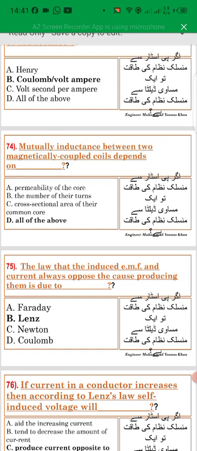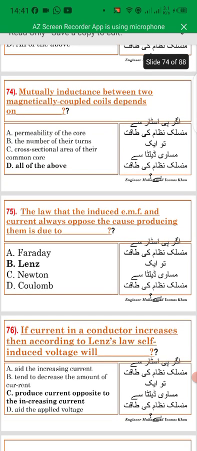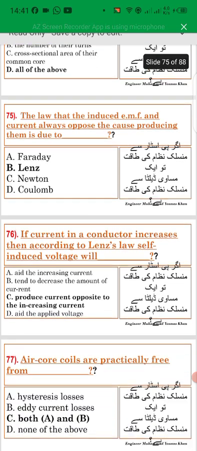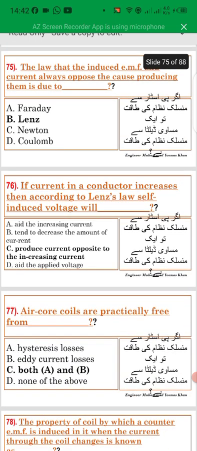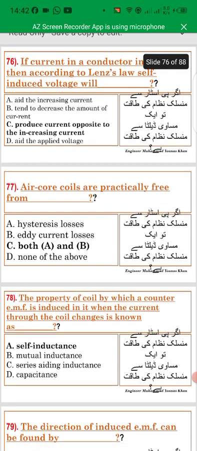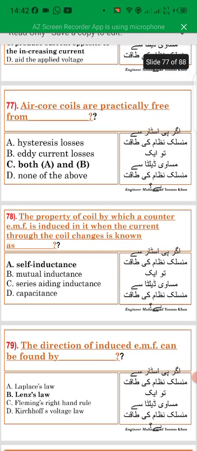Mutual inductance between two magnetically coupled coils depends on all of the above: permeability of the core, the number of turns, the cross-sectional area of their common core. The law that induced EMF and current always oppose the cause producing them is Lenz's law. If the current in a conductor increases, then according to Lenz's law, self-induced voltage will produce a current opposite to the increasing current. Air core coils are virtually free from hysteresis loss and eddy current loss.